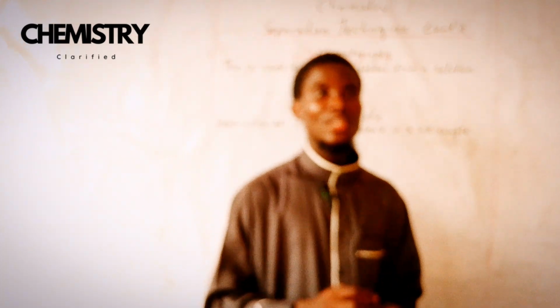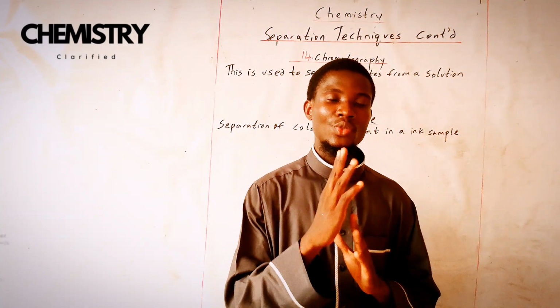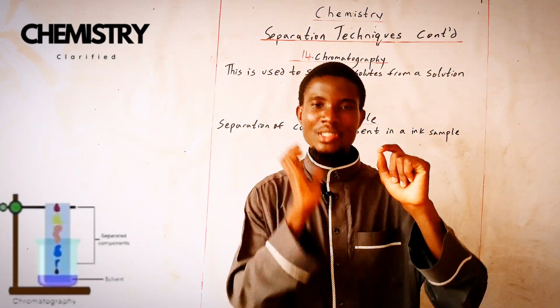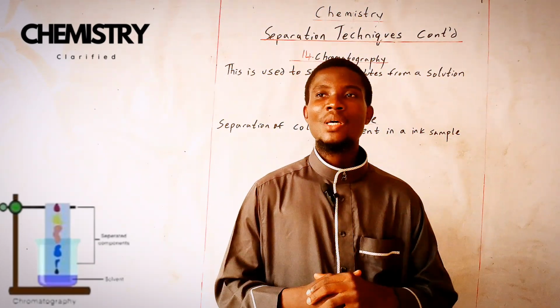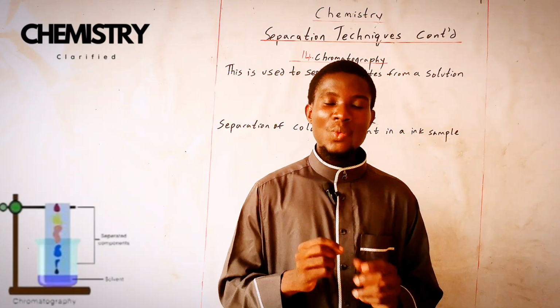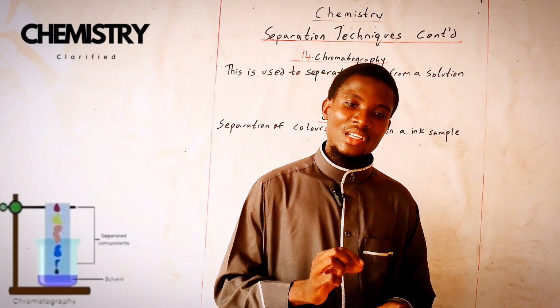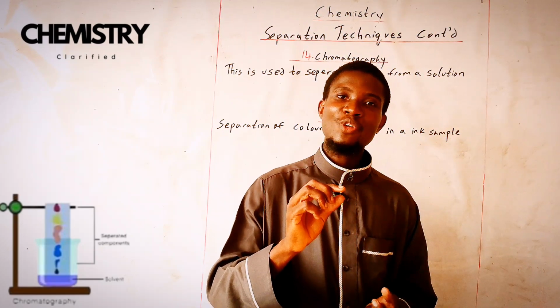We are going to get a chromatographic paper or maybe a filter paper and cut it into a strip. So we are going to spot the ink, just a little bit of the ink. We are going to put it at the end of the filter paper, and then we are going to dip it into an appropriate solvent.